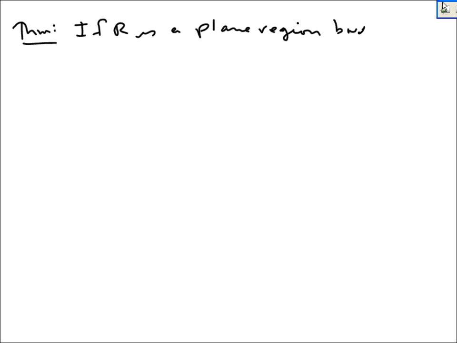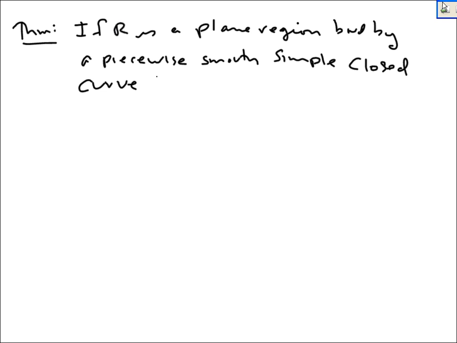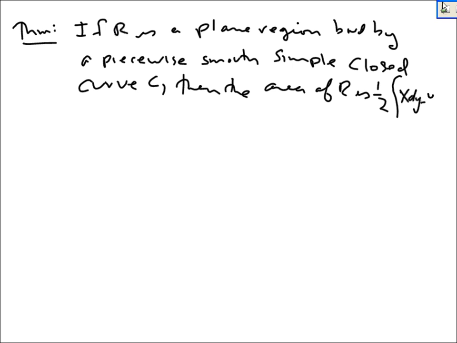Now, we have this theorem. It goes on to say that if R is a plane region bounded by a piecewise smooth, simple, you need to know what all of these words mean, closed curve C, then the area of R is 1/2 the integral of x dy minus y dx over that closed curve.